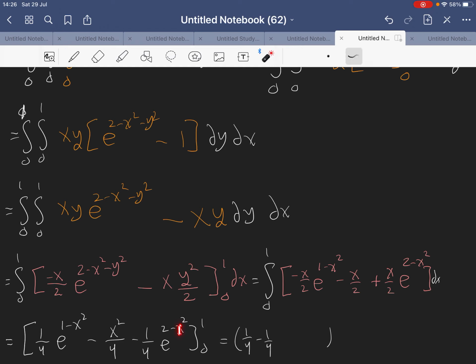And finally, if we substitute 1 here, we get e power 1, so we get negative 1 over 4 e. And then we substitute the 0. So if we write 0, this would be 1 over 4e. If we substitute 0, this will go away. Now, if we substitute 0, this will be negative 1 over 4 e squared. Of course, we can simplify this as negative half e negative plus 1 over 4 e squared.